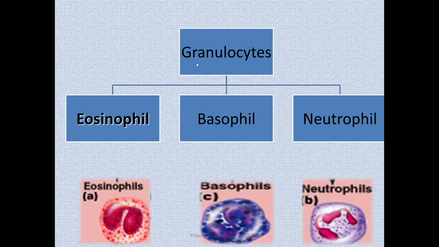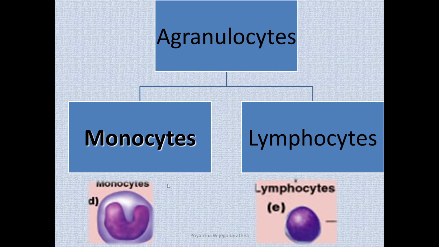Here the granulocytes, the type of white blood cells called granulocytes: eosinophil, basophil, neutrophil. Here in the cell it has a nucleus and granules in the cytoplasm. The basophil also has a nucleus and granules. Neutrophil also contains granules, so that's why they are called granulocytes. All these are white blood cells.